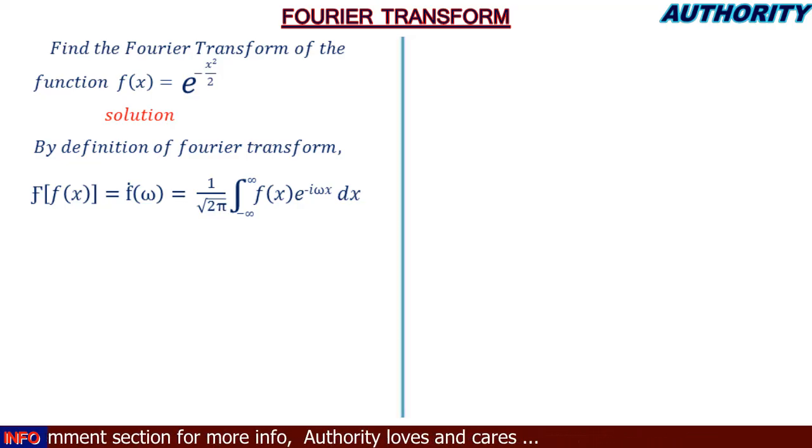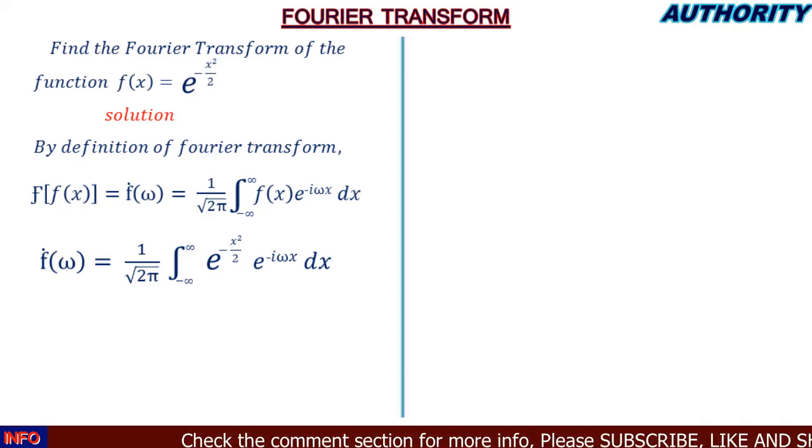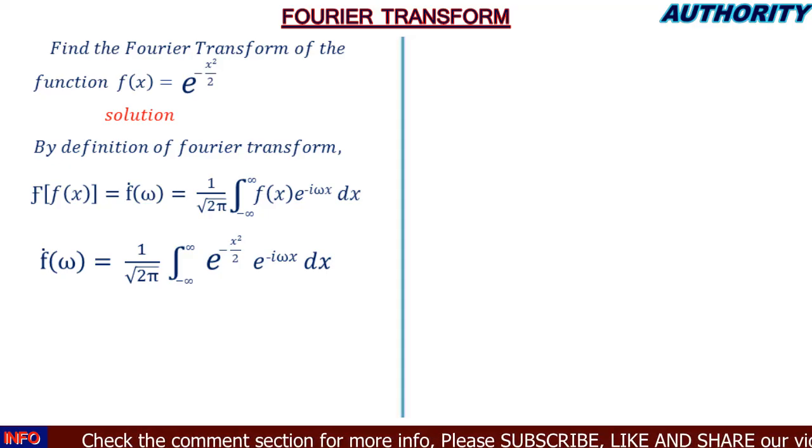Now, in this case, our f of x is given to be e raised to the power of minus x squared all over 2. So let's write it properly. That means we're going to say that F of omega is going to give us 1 all over square root of 2 pi, the integral from negative infinity to positive infinity, e raised to the power of minus x squared all over 2, multiplied by e raised to the power of minus i omega x dx.